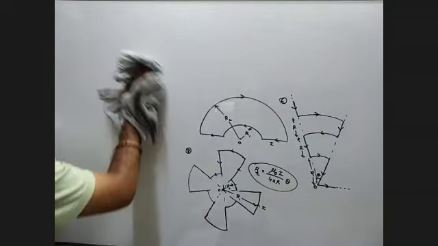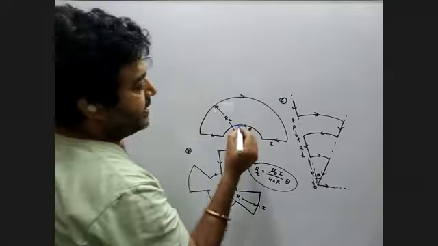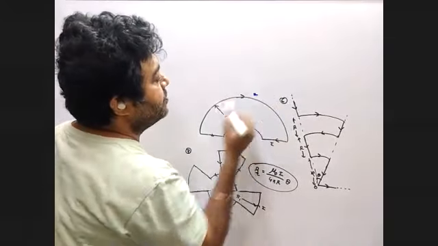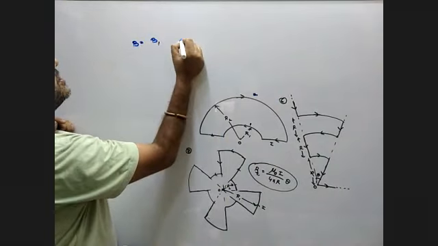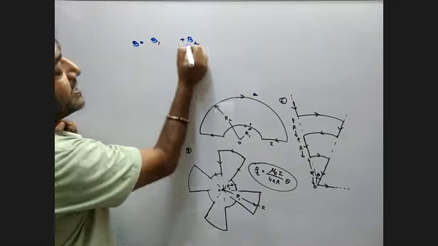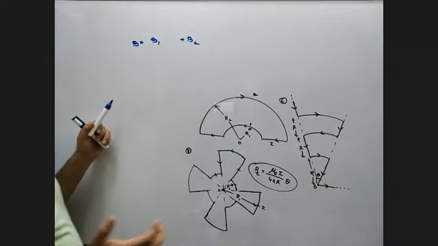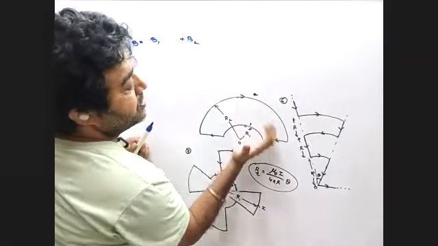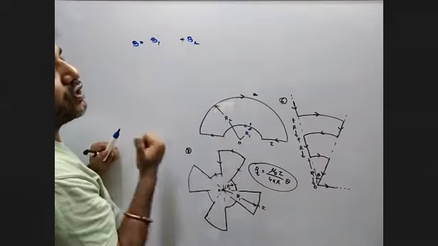Now the next one: if I try this one, let it be 1, let it be 2. So I can write the net magnetic field, that is B1 plus B2. I can give a gap so that we can put the direction. So the current is this, the magnetic field is outward. Outward means dot or cross?